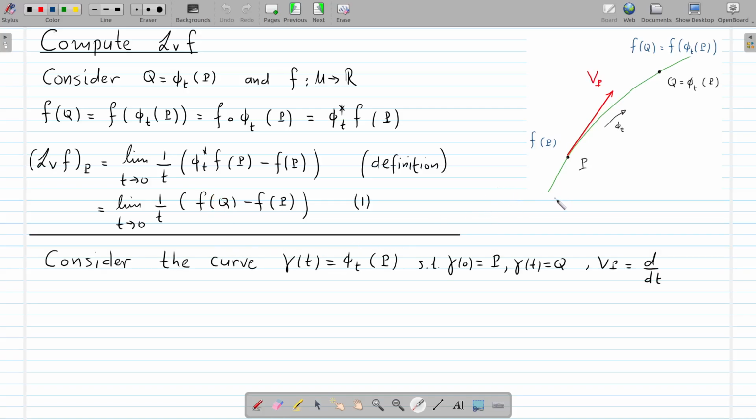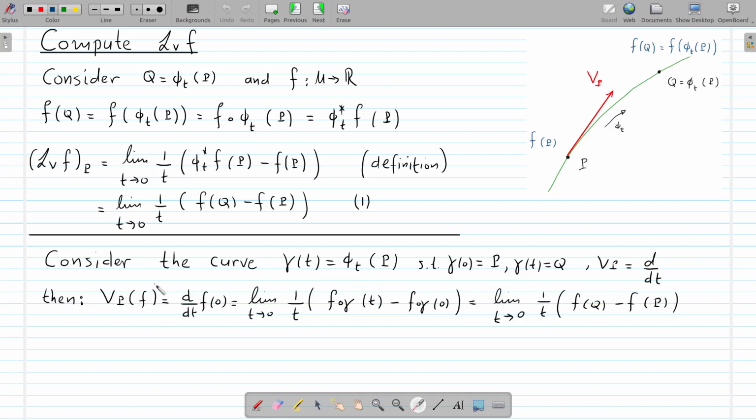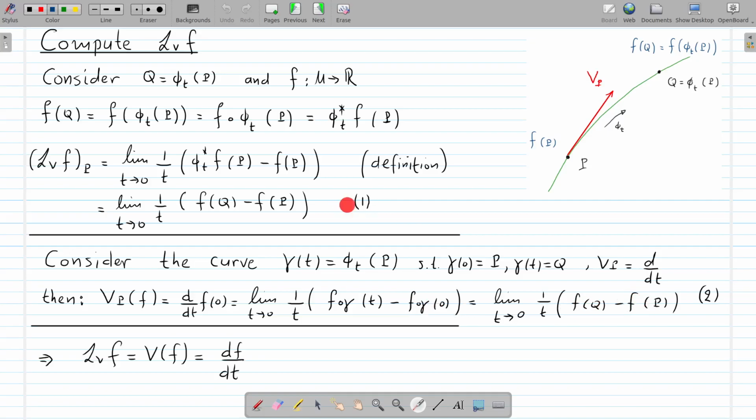Now, if we consider the integral curve of v going through P as a curve gamma, then v of P is the operator d by dt. And when it acts on a function f, it gives us this derivative here, and we see that this term is f of q and this term is f of p. So comparing equation 1 and equation 2, we show that the Lie derivative of f with respect to v is equal to the action of v on f, which is the directional derivative of f with respect to t.